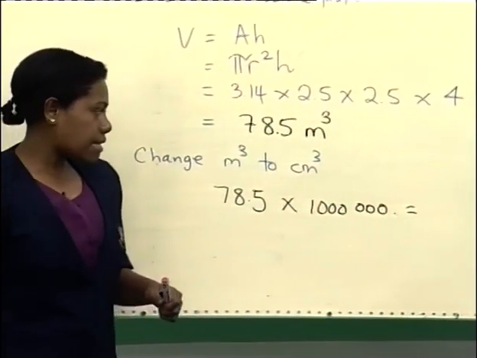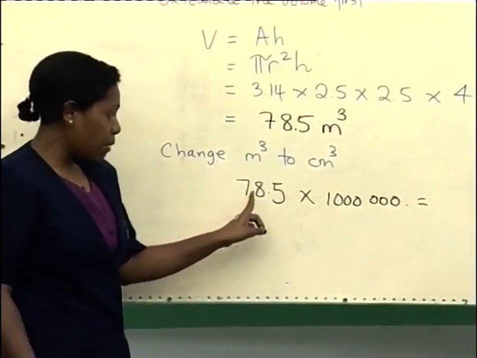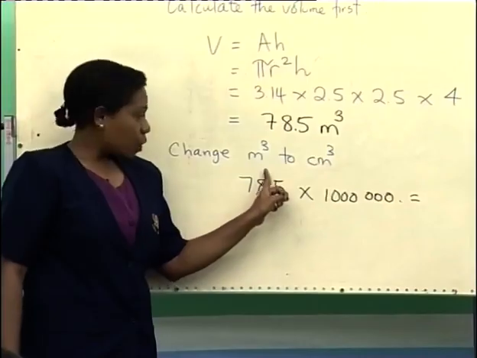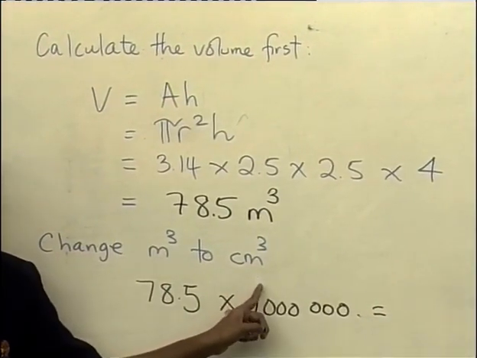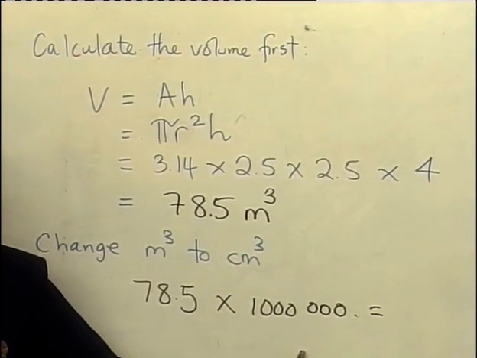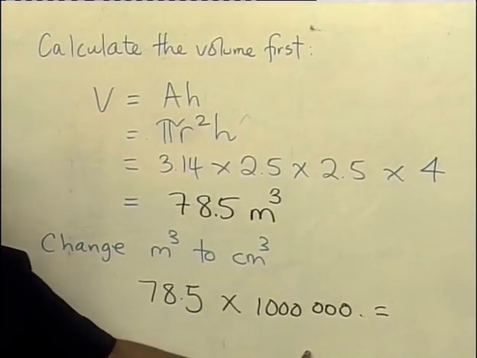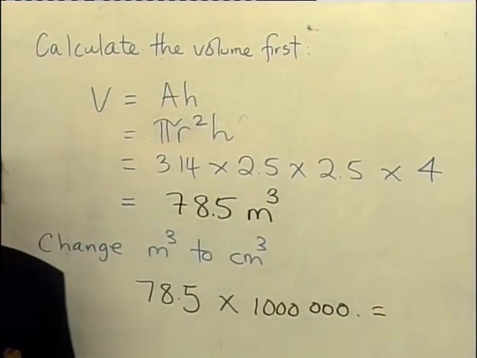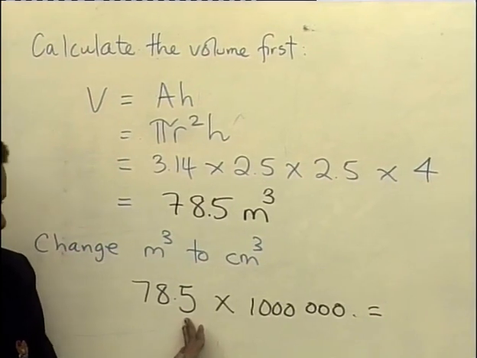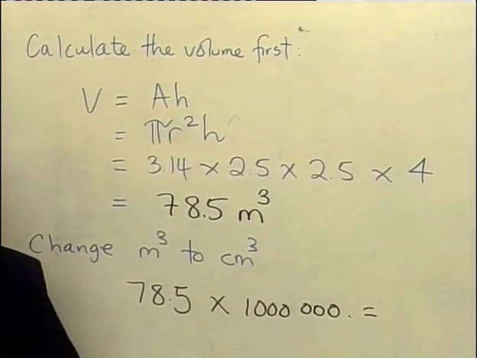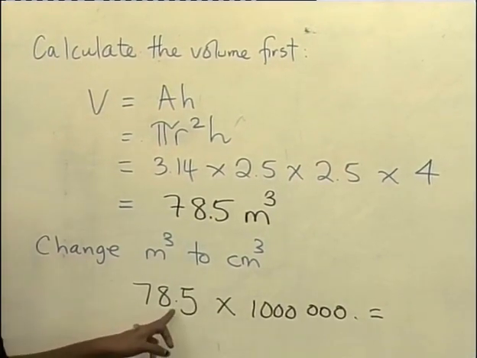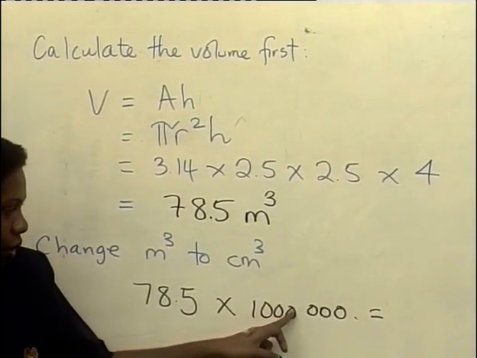Because I want to change cubic meters to cubic centimeters, that's why I had to multiply by 1 million cubic centimeters, because 1 million cubic centimeters is equal to 1 cubic meter. Right? So what's our answer? If you change this into cubic centimeters, just add the zeros: 1, 2, 3, 4, 5, 6.